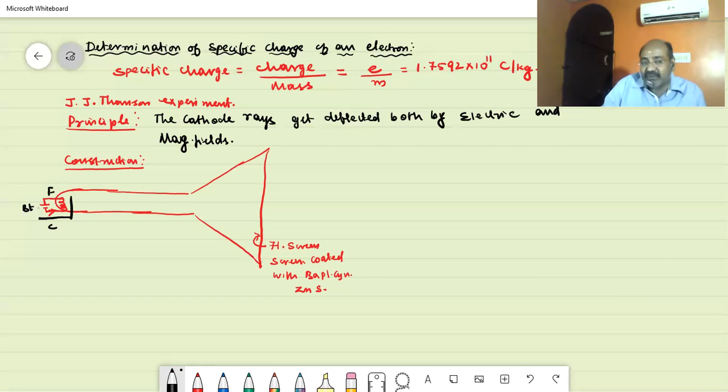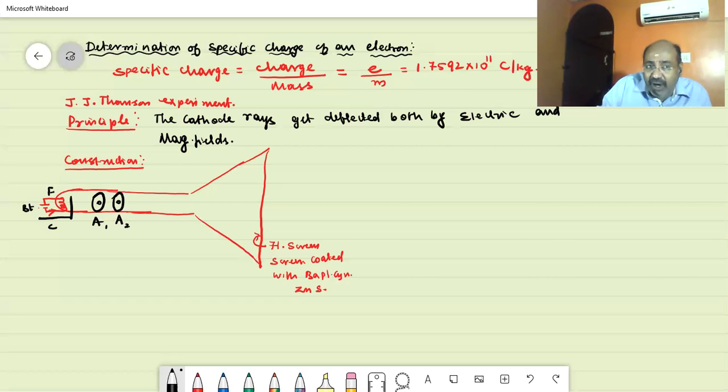Beyond this cathode, you will have a circular disc which acts as an anode. So you'll have two parallel circular discs acting as the anodes A1 and A2, or in some cases there will be only one anode.